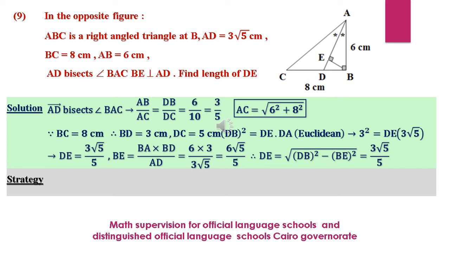Now we take the triangle ABD, it's a right angle triangle. From the vertex of the right angle, we draw a perpendicular to the hypotenuse AD, which is BE. Therefore, BD squared equals DE times DA. BD squared, which is 3 squared, equals DE times DA, which is 3 root 5. Therefore, DE will equal 3 squared divided by 3 root 5, which is 9 over 3 root 5. Therefore, we get the length of DE.